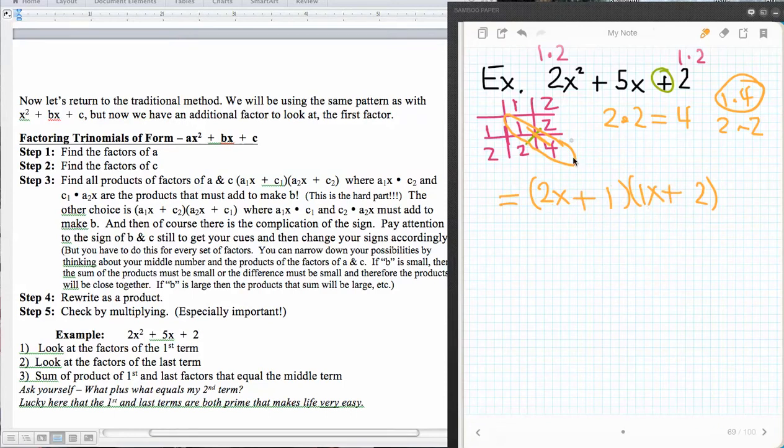2 times 1, 2x squared. And then outside is 4, inside is 1. 4 plus 1 is 5. And then 1 times 2 is 2. And there we go. That's our factorization.